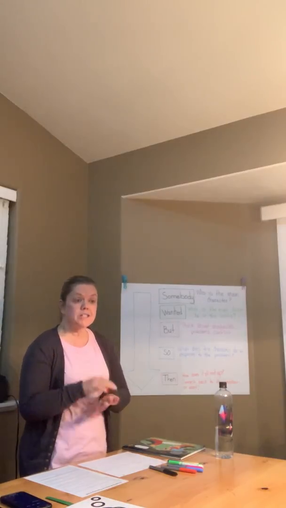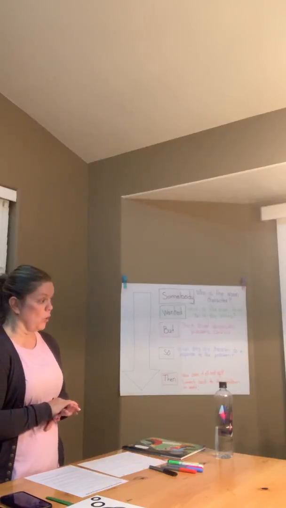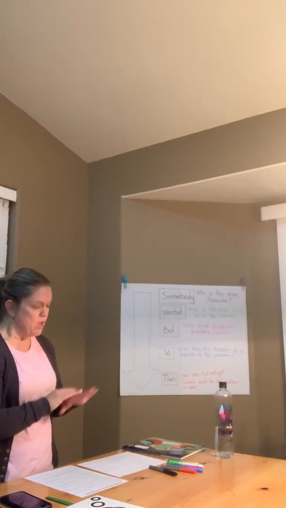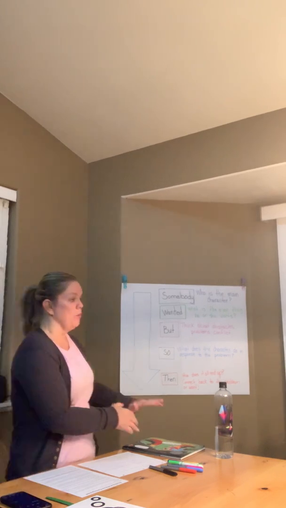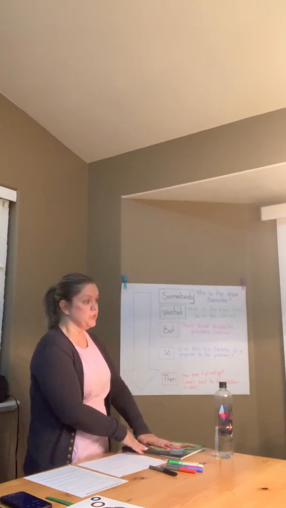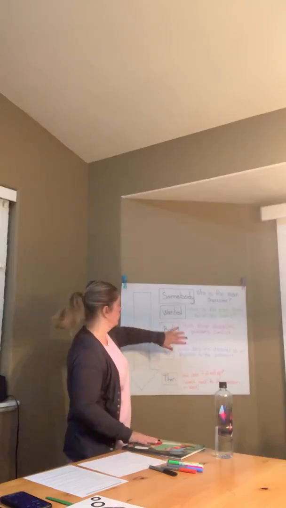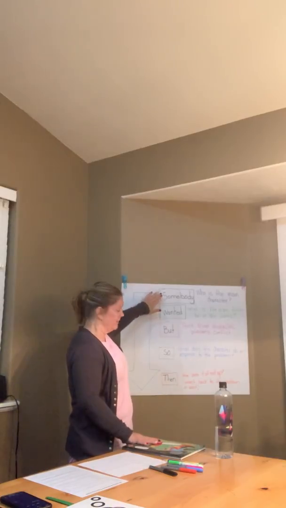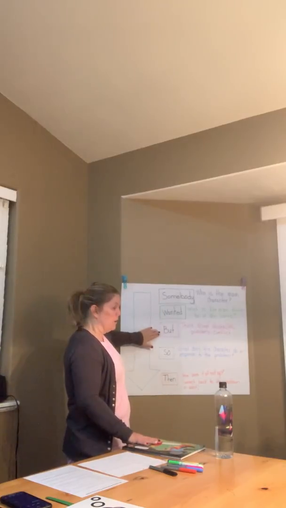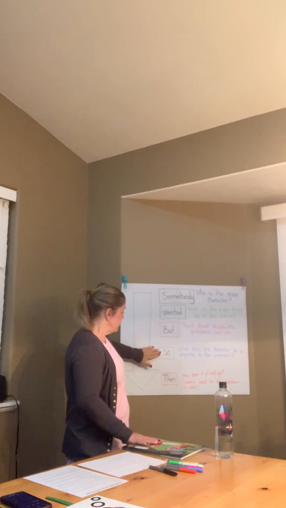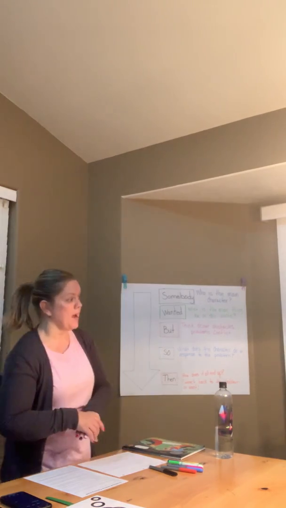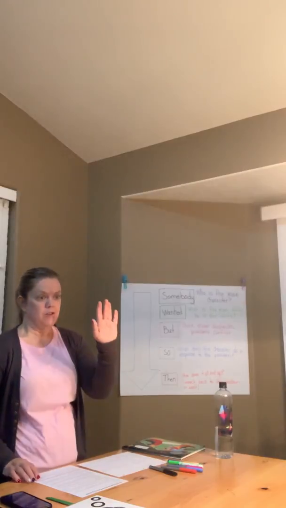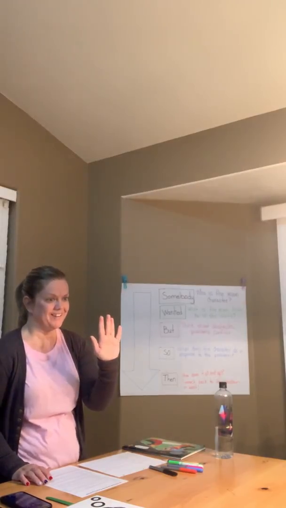Excellent. So today, we are going to use what you know about conflict of a story to help write a summary using 5 different words. Somebody, wanted, but, so, and then. We've also practiced writing a summary using our 5 fingers, okay?